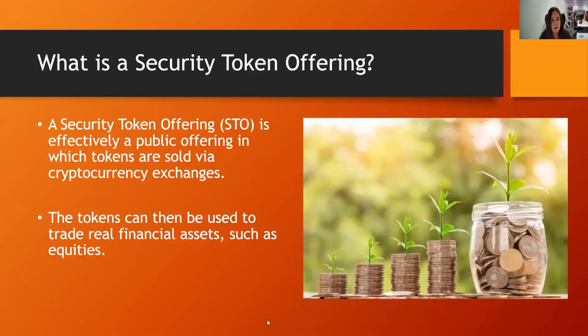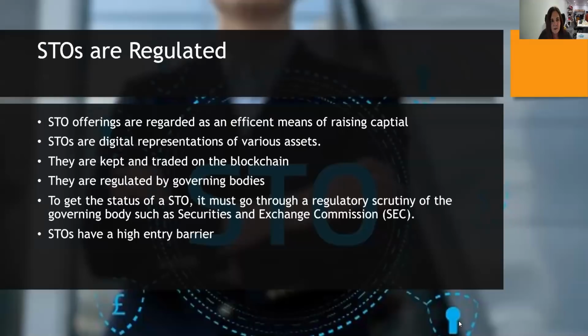So a security token offering, an STO, is basically a public offering in which tokens are sold via crypto exchanges. The tokens can be used to trade real financial assets such as equities, it could be land, it could be companies, it could be all kinds of things, but they're actually real value things. So it's not just a hyped up thing, it's actually backed by an asset.